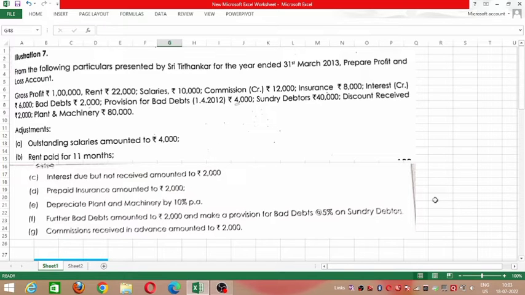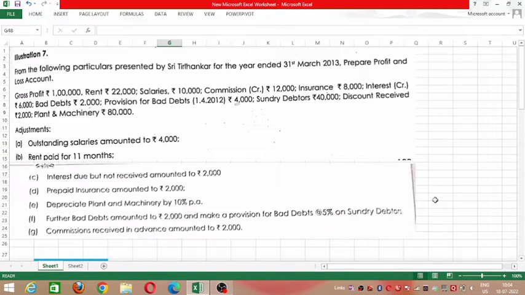In this problem, gross profit is already given. So there is no requirement of preparing a trading account, and also only indirect expenses are given. We need to remember that while preparing the trading account, we consider all the direct expenses, and while preparing the P&L account, we consider all the indirect expenses. Here we can notice that they have given only indirect expenses, and also in the heading they have mentioned to prepare profit and loss account. So we are going to prepare only the profit and loss account.